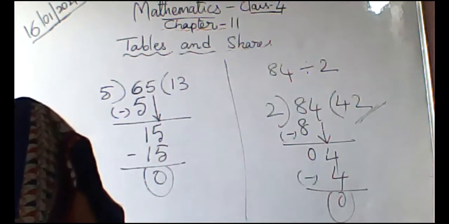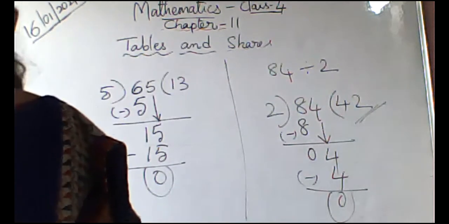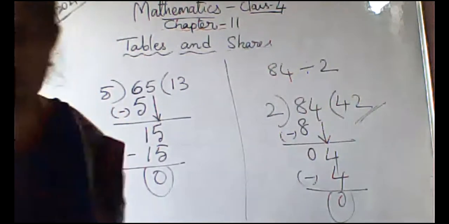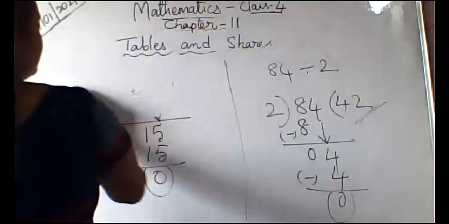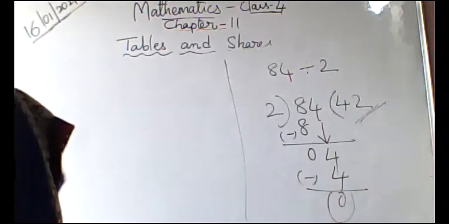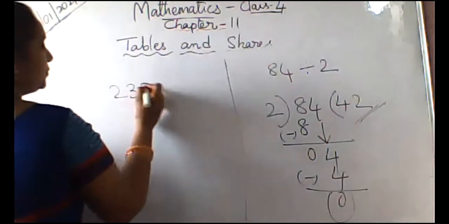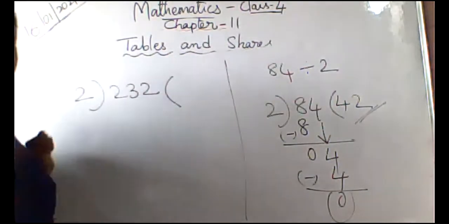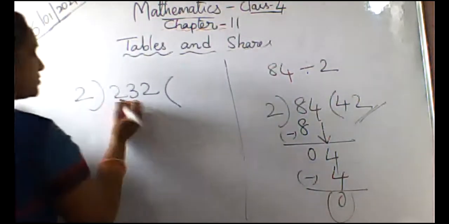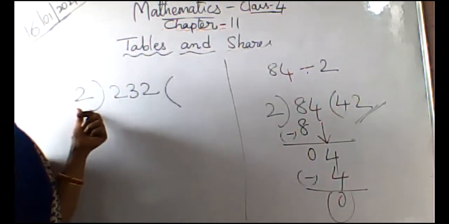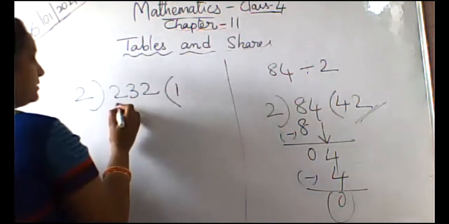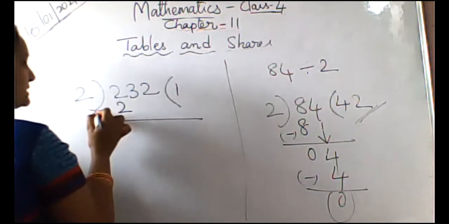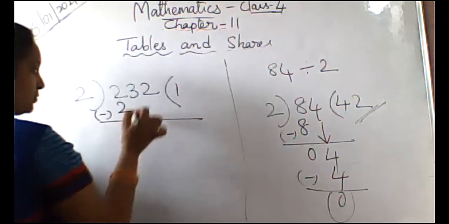Tell me, Pranavi. 232 divided by 2. So, first digit is 2. In 2 table, where will you get 2? 2 ones are 2. Do the subtraction. 2 minus 2, 0.